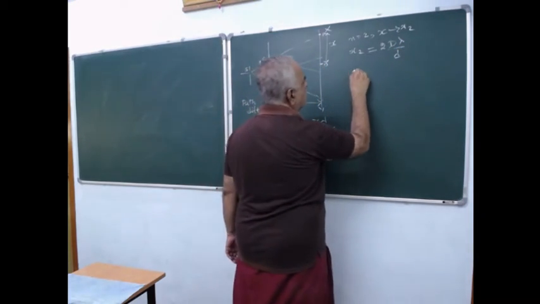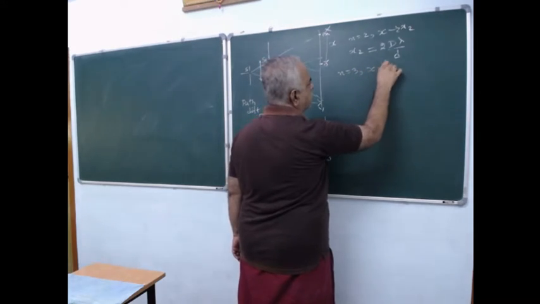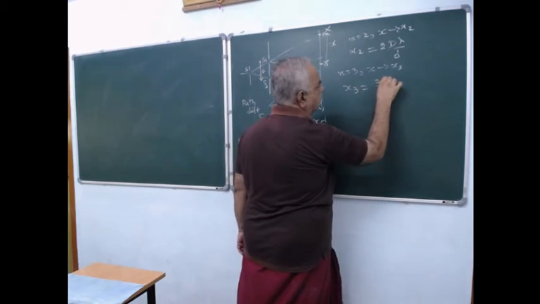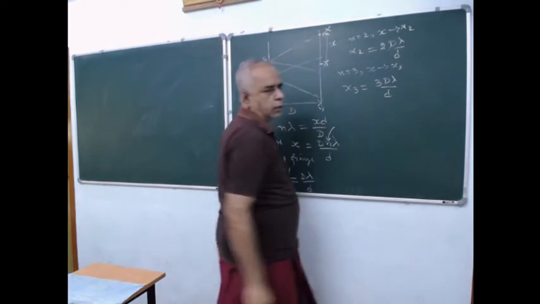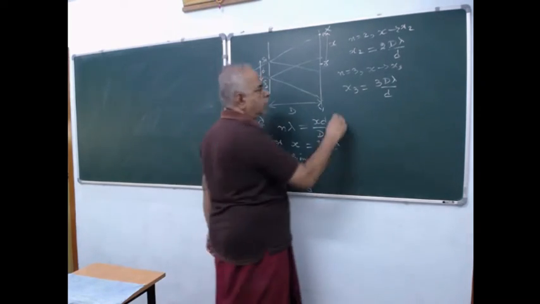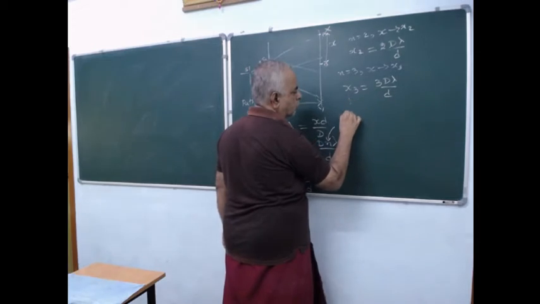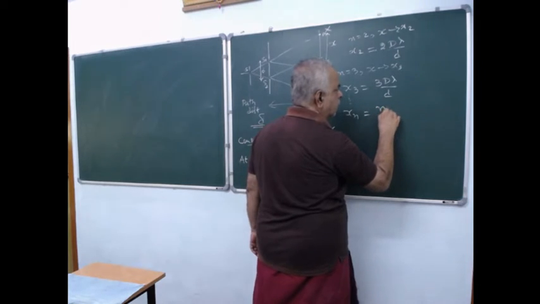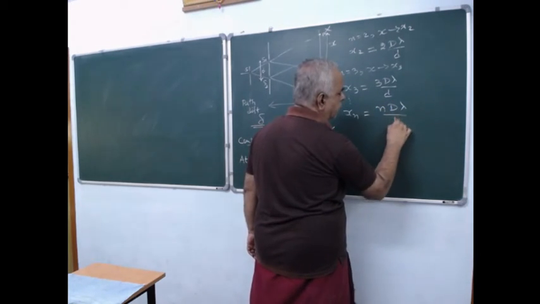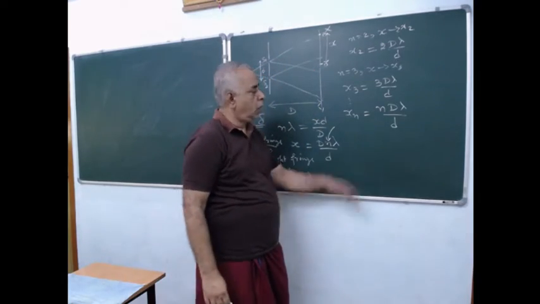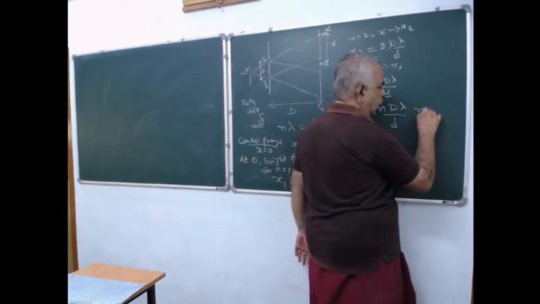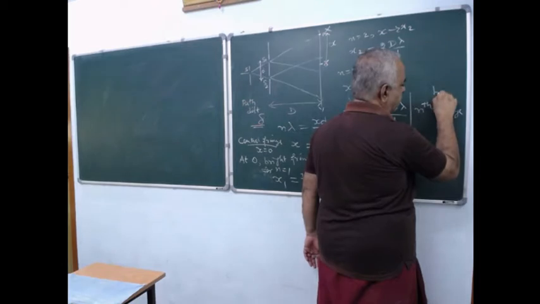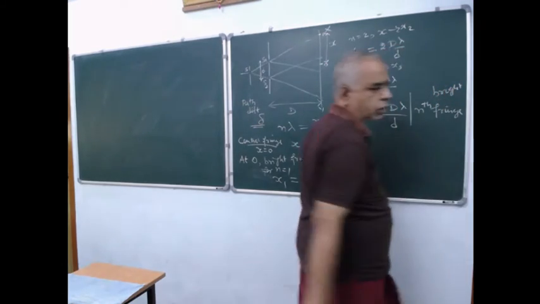Similarly, when n is equal to 3, x becomes x3. So x3 is equal to 3 D lambda divided by small d, right? Similarly xn, that is equal to n D lambda divided by small d. Are you able to follow? And what does it represent? This is the nth fringe. We are talking about only the bright fringe, the nth bright fringe.